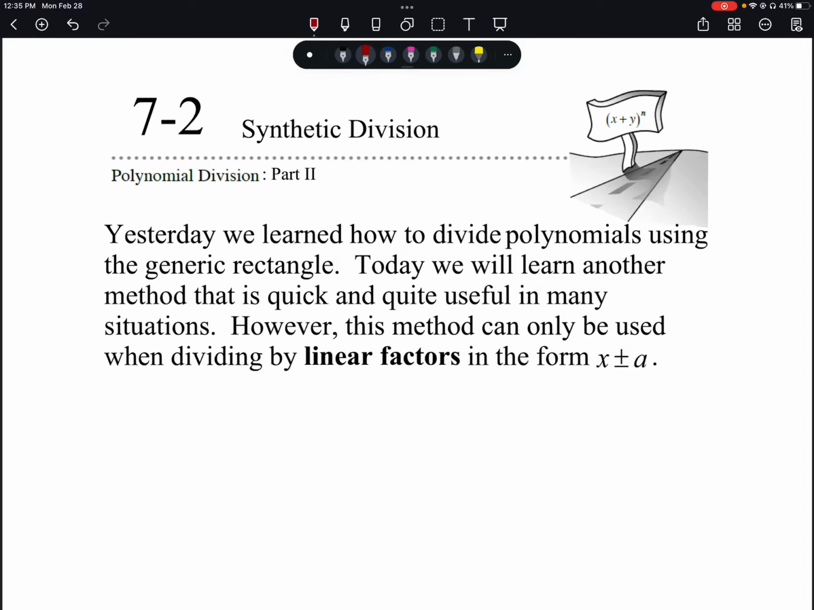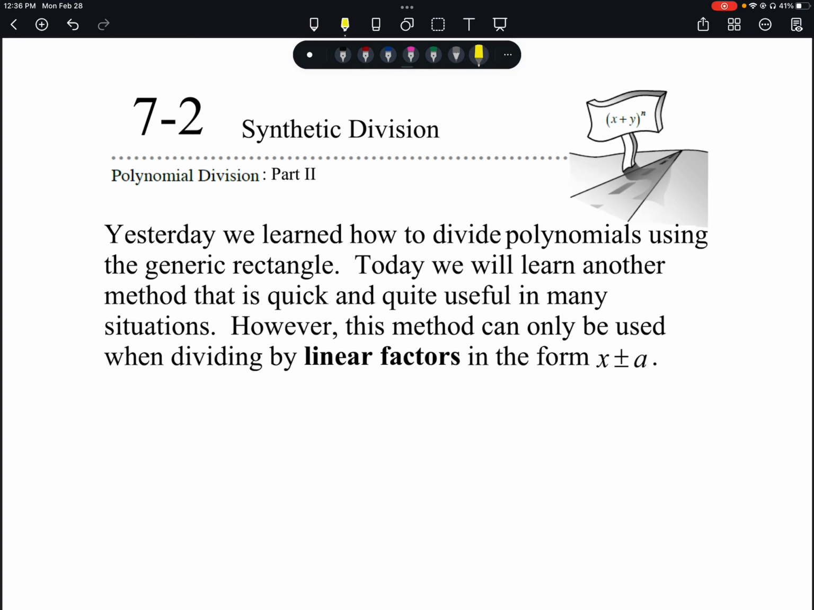Welcome to Lesson 7-2. Today we're going to review synthetic division. We spent yesterday reviewing how to divide using area models, and I introduced you to some long division. Today we're going to focus on synthetic division, which is basically a shortcut to doing long division. All right, so just going through the little spiel here.